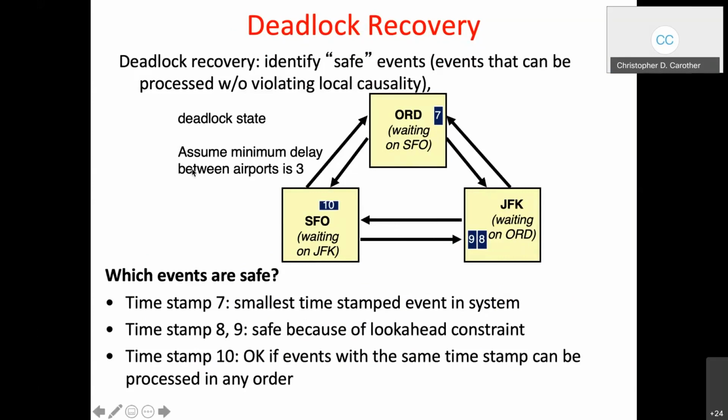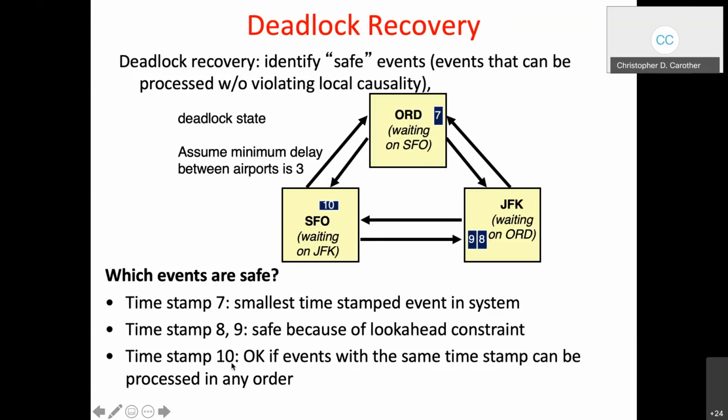But when we go to a 0.3, if we increment our minimum delay or our lookahead to 3, then we see that 8 and 9 are also safe, and 10 is actually okay if we're going to allow same time events to be processed in any order, if we make that rule. So this is the deadlock recovery. Again, this looks very similar to global virtual time in its calculation.